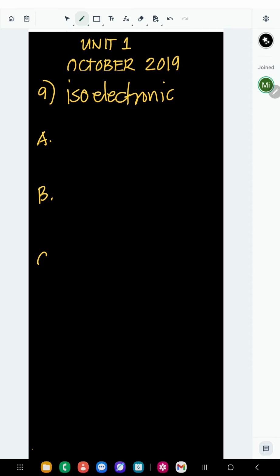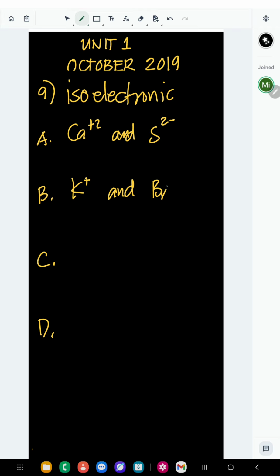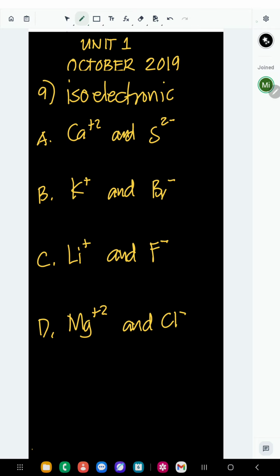4 pairs of ions. Okay. The first one is calcium and sulfur. Then we have potassium and bromine ion. Then we have lithium ion and fluorine ion. Then magnesium and chlorine ion.